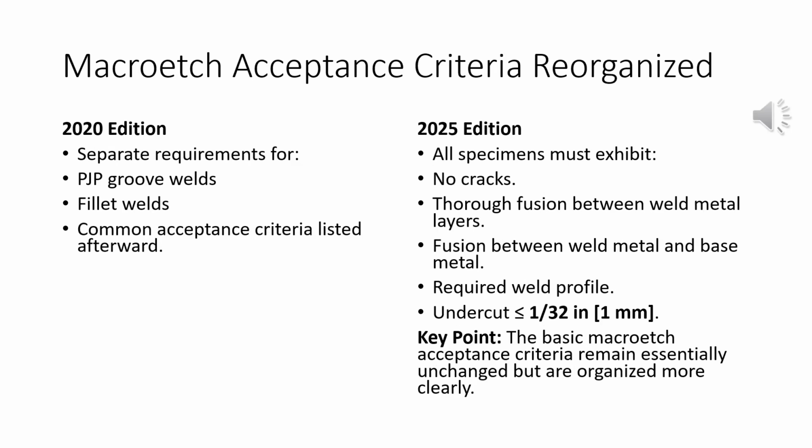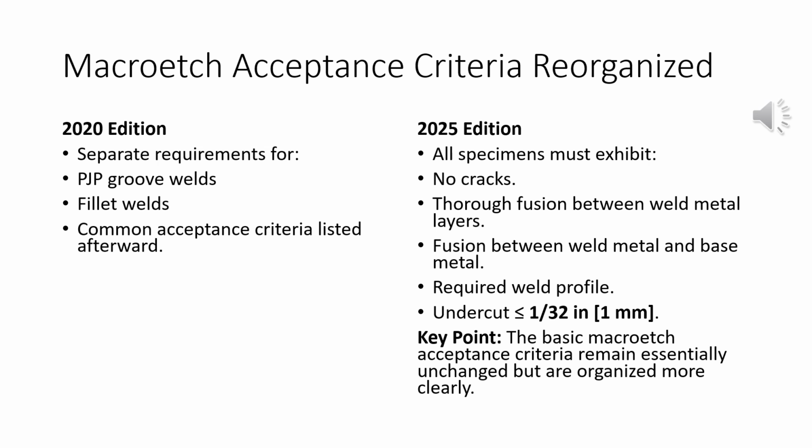Macroetch acceptance criteria reorganized. Next, we have the macroetch test requirements. When we compare the 2020 and 2025 editions, most of the fundamental acceptance criteria haven't really changed. What AWS has done is reorganize the requirements and make them easier to follow.